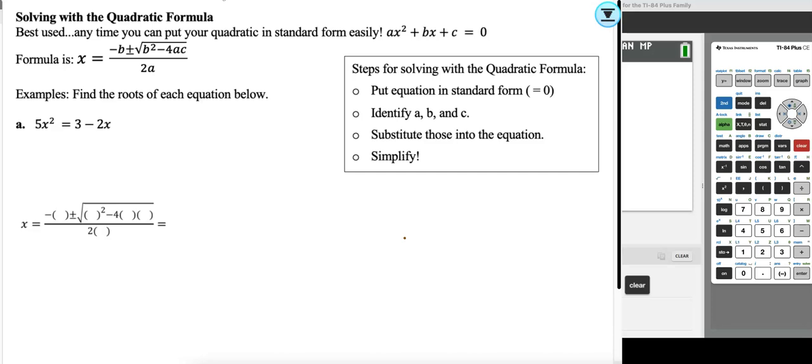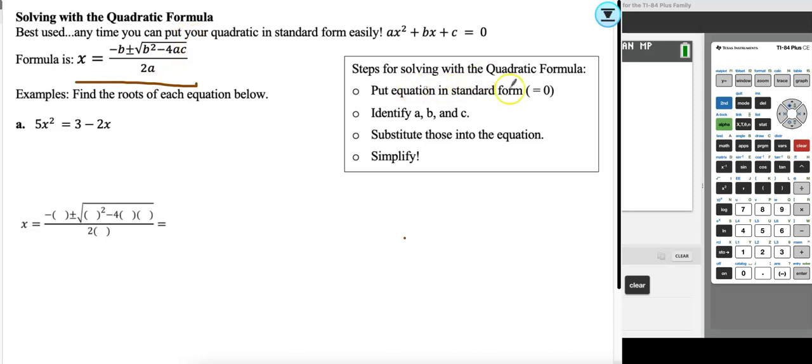The quadratic formula is awesome if you want to just type something in the calculator. You will be given the formula on a test, so you don't have to memorize it. It is opposite b, negative b, plus or minus the square root of b squared minus 4ac, divided by 2a. Okay, so that is our equation.